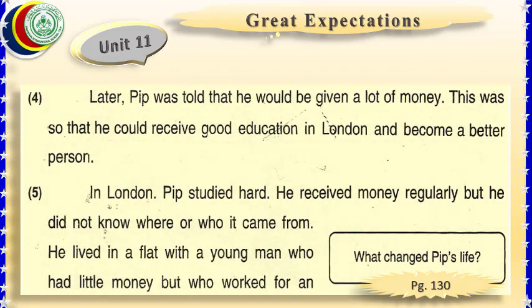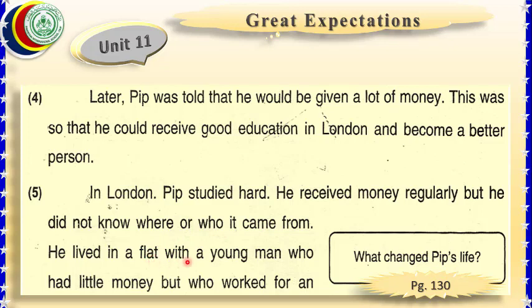This is paragraph 4. In this paragraph, we come to know later Pip was told that he would be given a lot of money. Yes. This was so that he could receive good education in London and become a better person. The question of the next paragraph is, what changed Pip's life? In London, Pip studied hard. He received money regularly, but he did not know where or who it came from. Yes, student, as an orphan when he was being brought up by his sister, regularly he was getting some money from somewhere and he did not know from where that money was coming.